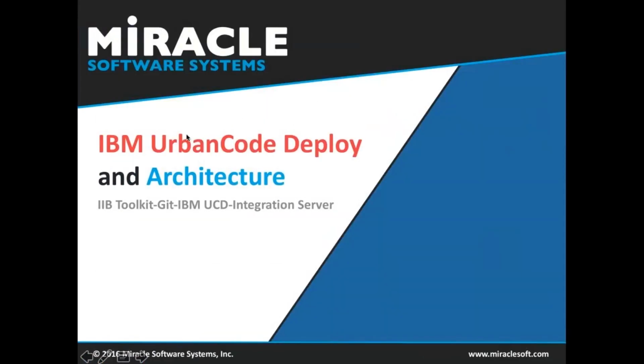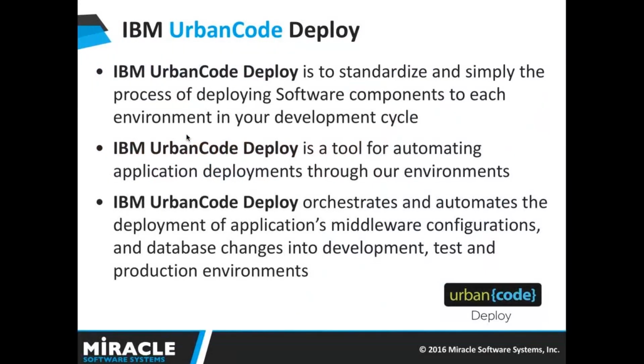Coming to the next slide, where I will tell you what IBM UrbanCode Deploy is and its architecture. It is a standardized process of deploying software components to different environments in our development cycle. It is a tool for automating application deployment through our environments, and also automates the middleware configuration and testing. It is designed to facilitate rapid feedback and continuous delivery in agile development, and also versioning.